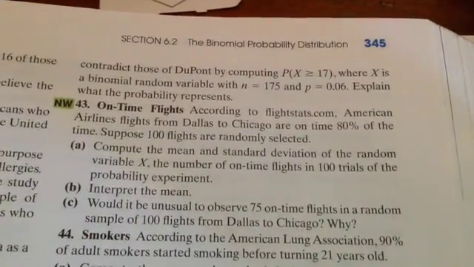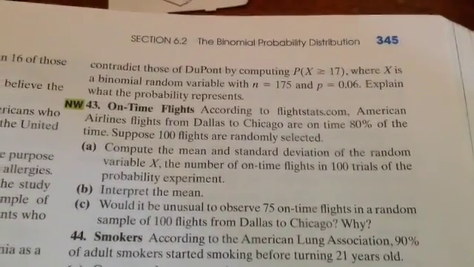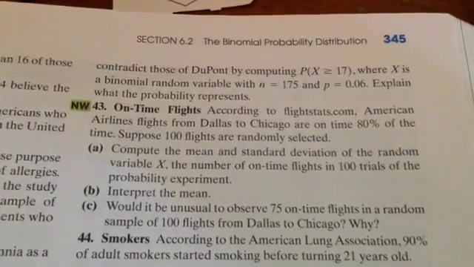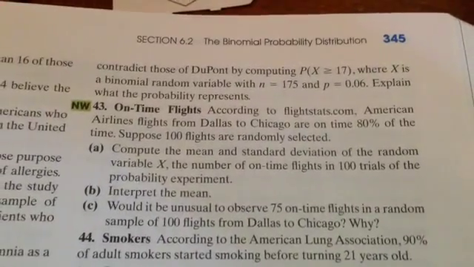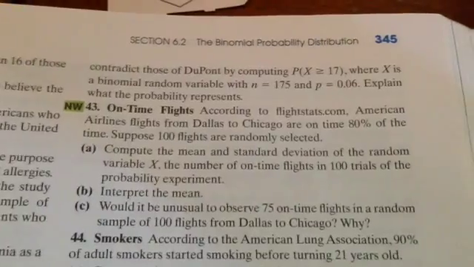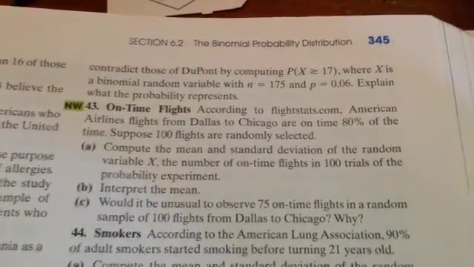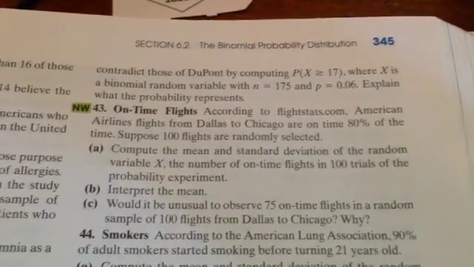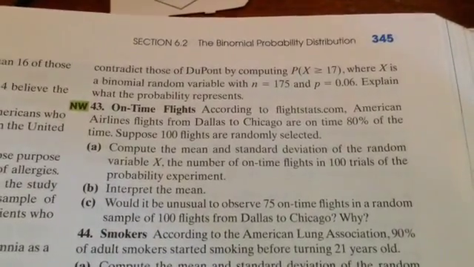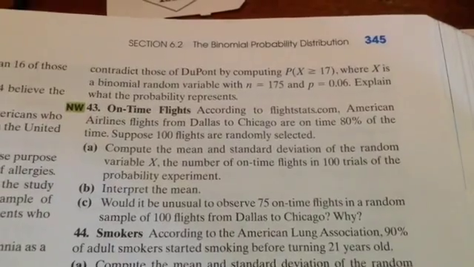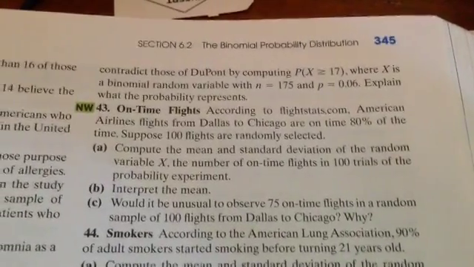I have chosen to do number 43 from section 6.2. It says, according to flightstats.com, American Airlines flights from Dallas to Chicago are on time 80% of the time. Suppose 100 flights are randomly selected. A. Compute the mean and standard deviation of the random sample variable x, the number of on-time flights in 100 trials of the probability experiment.